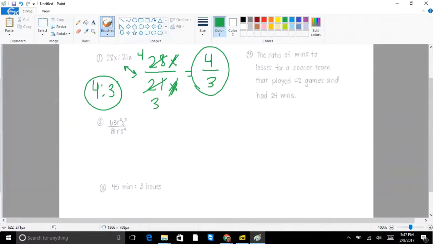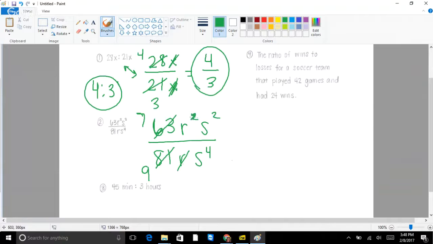All right. Number 2, this ratio is already written in fraction form: 63 r squared s squared over 81 r s to the fourth. So now all we're really doing is simplifying. 63 and 81 both have a factor of 9, right? They both can be divided by 9. So 81 divided by 9 is 9, and 63 divided by 9 is 7. We have an r and an r squared, so this just becomes r. And we have s squared and s to the fourth, so this becomes s squared.